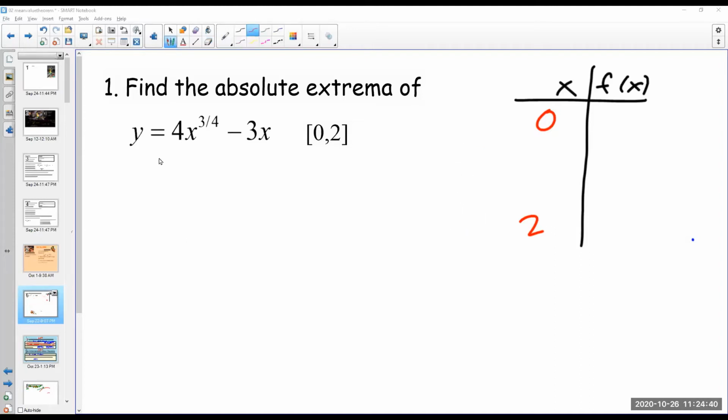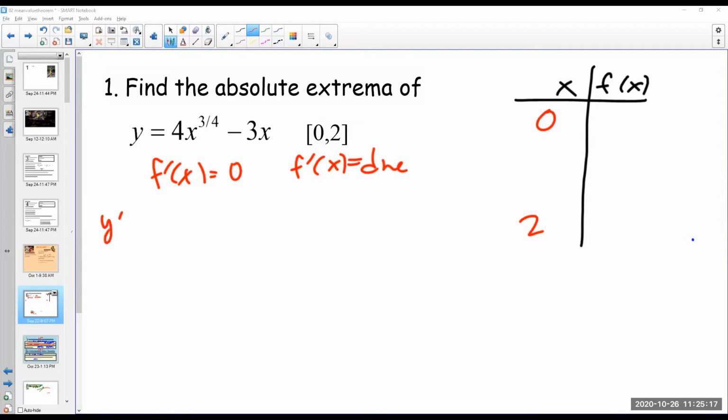So what I do is I set the derivative equal to 0, or I set the derivative equal to DNE. And I find all the x's where either one is true, and I list all those x's in here. If my x's happen outside the endpoints, then I'll ignore them. If they happen inside the endpoints, then I will include them. So what's the derivative of 4x^(3/4) minus 3x? Do you see a minus sign in between? So really, I'm doing two separate problems. I thought I just got to do one, but oh boy, I get to do two.